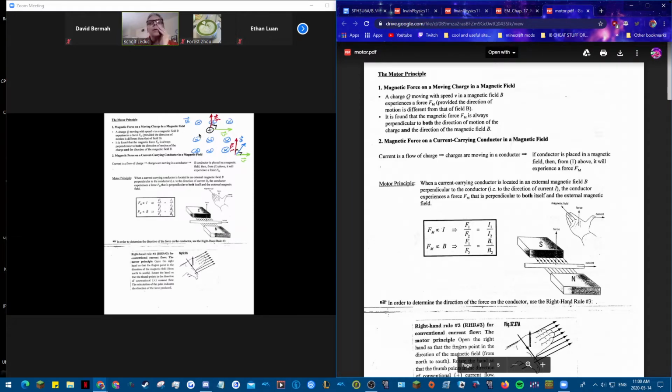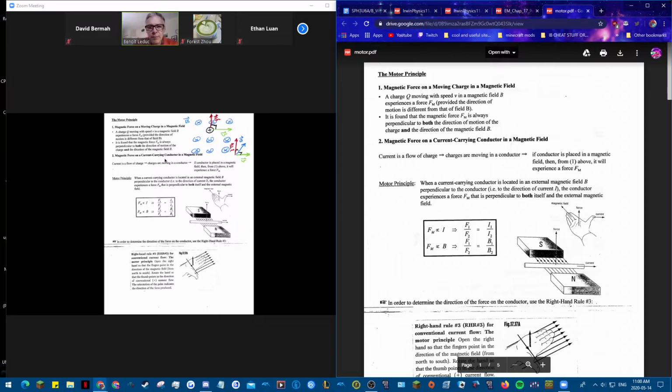All right. So whenever you have a charge moving in a magnetic field, the charge will experience a magnetic force, unless the charge is moving into or out of the magnetic field. In this case, there won't be any magnetic force, okay? But here we're always going to consider the charge moving perpendicular to the magnetic field, okay?